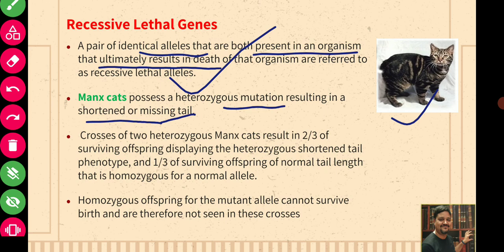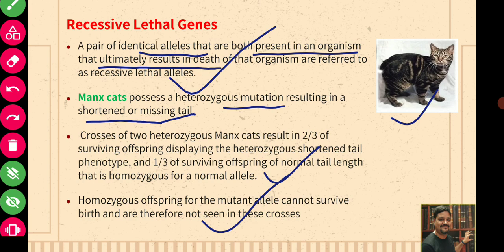That is, it is homozygous dominant. So it tells us that this condition is a recessive lethal gene. Homozygous offspring of the mutant allele cannot survive birth and are therefore not seen in the crosses. So these homozygous recessives will not survive and will not be observed in the population. So this is about the recessive lethal gene.